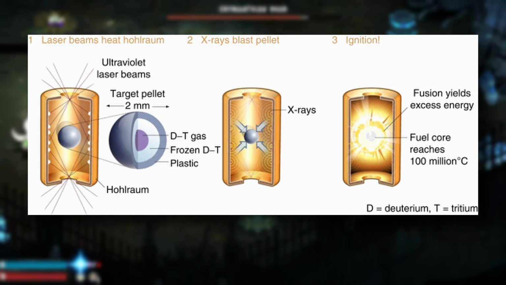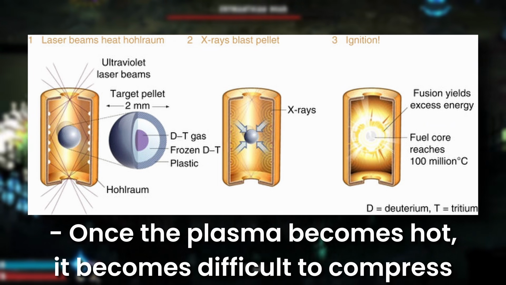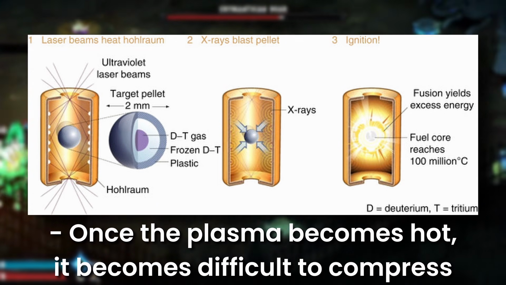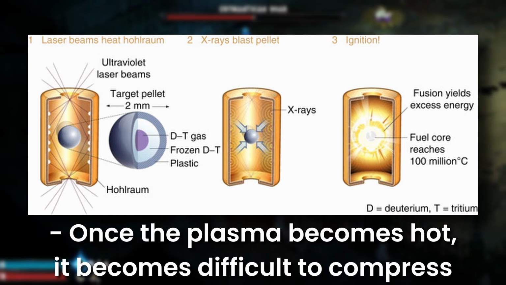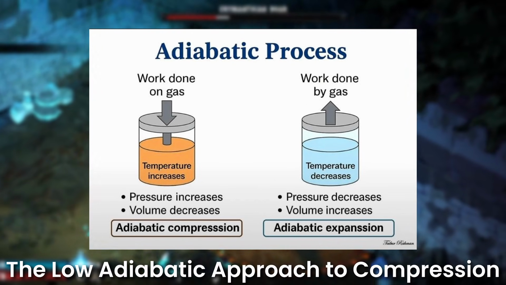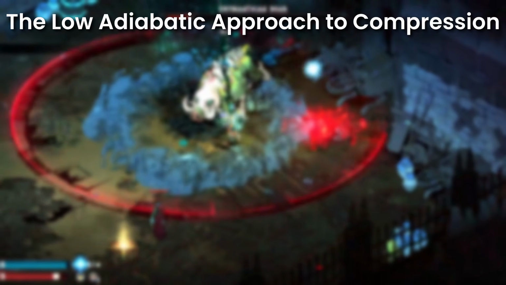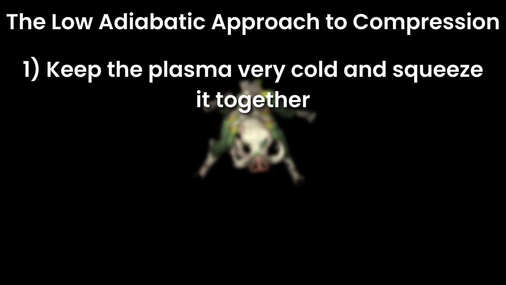However, the major problem is that after a plasma becomes hot, it becomes hard to compress. So scientists avoid getting the material hot until after the compression happens. This method is known as the low adiabatic approach to compression and is outlined in 3 steps. The first step is to keep the plasma very cold and squeeze it together.